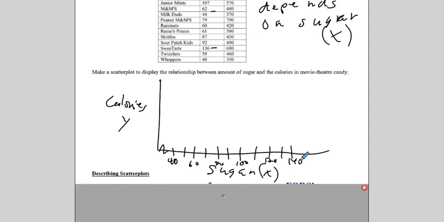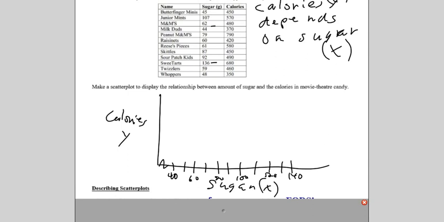Now, if you look at the calories, the lowest calorie is 350, and the highest is 790. All right? So I'm going to start at 350. I have a lot of space to cover, not a lot of space on my paper, so I'm going to go by 50s: 350, 400, 450, 500, 550, 600, 650, 700, 750. I'm going to write in 350, 450, 550, 650, 750. If you want to write in all the numbers, you can.